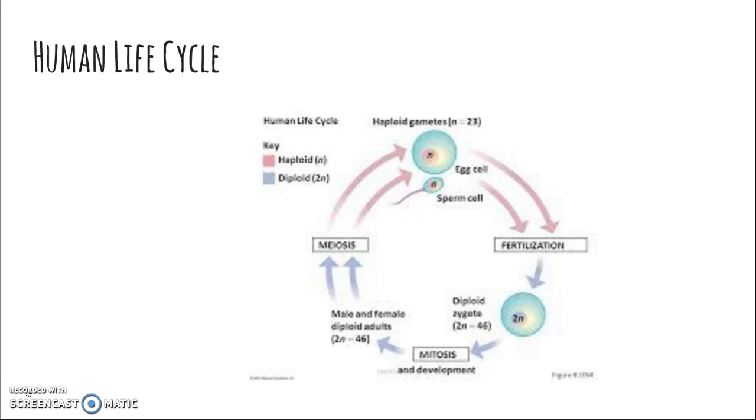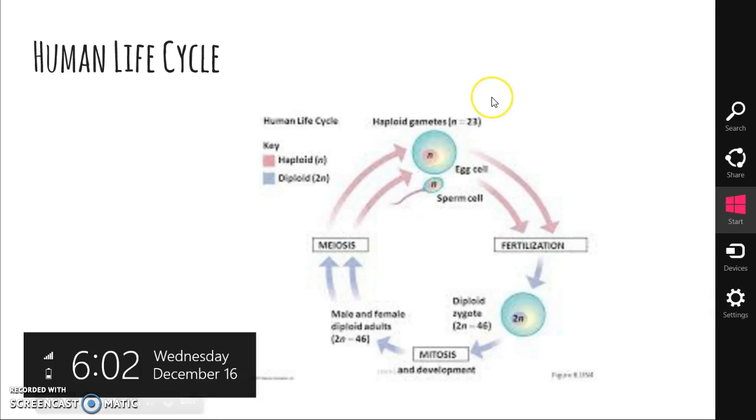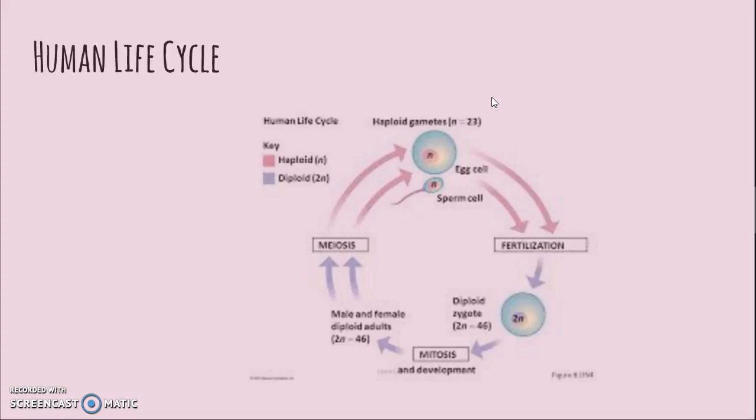So if we look at the human life cycle, we can see that we go through periods of diploid and haploid in our cells to create a diploid cell. So if we start up here, our egg and sperm cells are haploid. We go through fertilization, which is going to create a diploid cell. We're going to go through mitosis, which is going to create identical cells, and they're going to all be diploid. And then we're going to go through meiosis as adults to create haploid cells to create and reproduce more life.